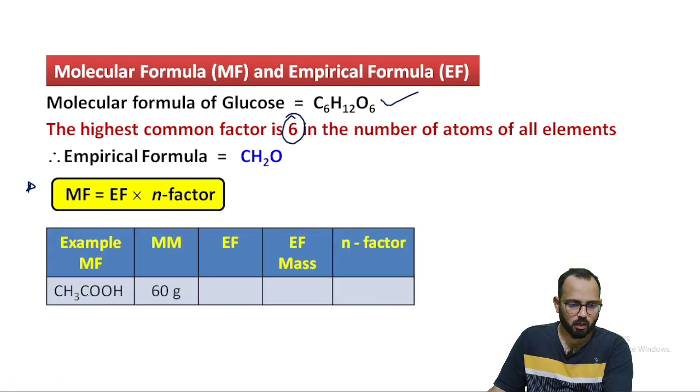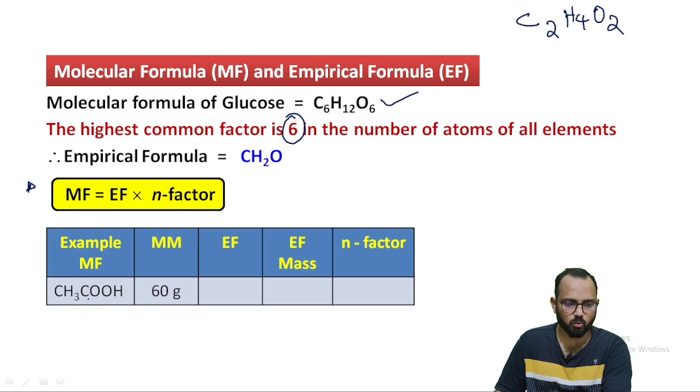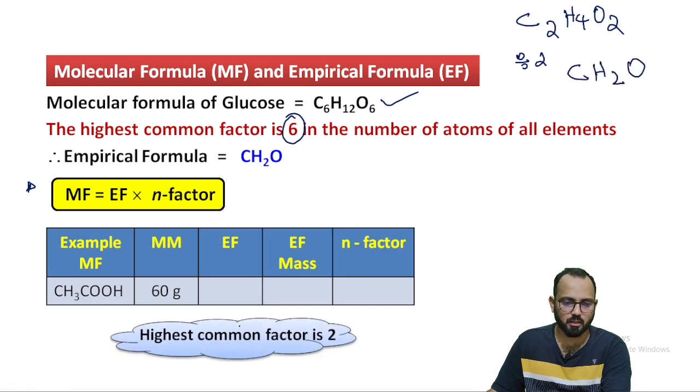So acetic acid, right? What is the molecular mass of acetic acid? 60 gram. So acetic acid you can write as C2H4O2, right? Now the empirical formula: you look for the common factor. Which one is the common factor? 2. So it is going to be CH2O. The highest common factor is 2, so we divide and get the empirical formula.